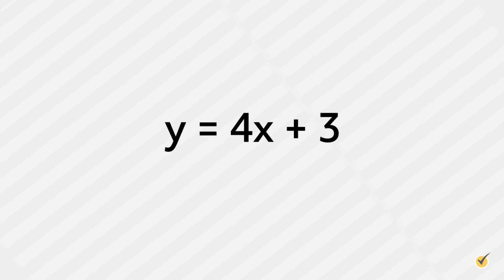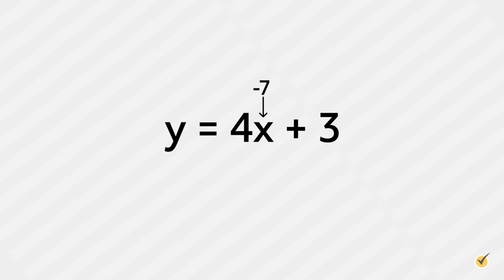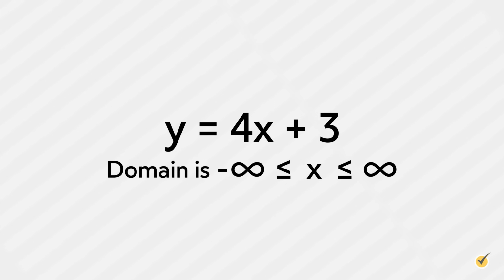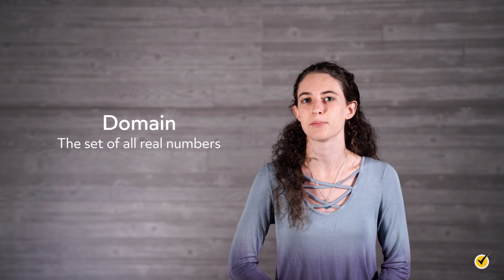Let's look at a simple linear function, y equals 4x plus 3. We're going to find the domain and range using just the equation, by looking at a graph, and by looking at a table. Let's think about this algebraically for a minute. The domain is any number we can put in place of the x. You could put 1, 2, -7, 84, or any other number in place of the x. This means that the domain is negative infinity is less than or equal to x is less than or equal to positive infinity. Another way to say this is that the domain is the set of all real numbers.